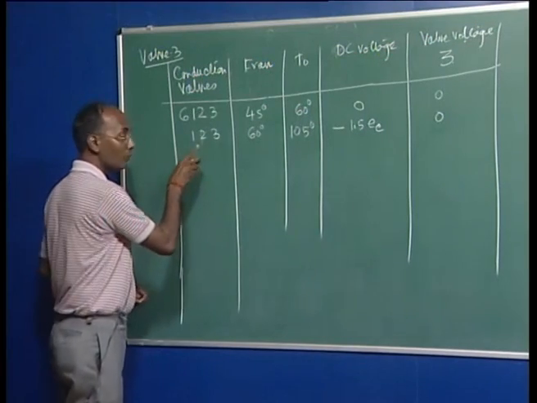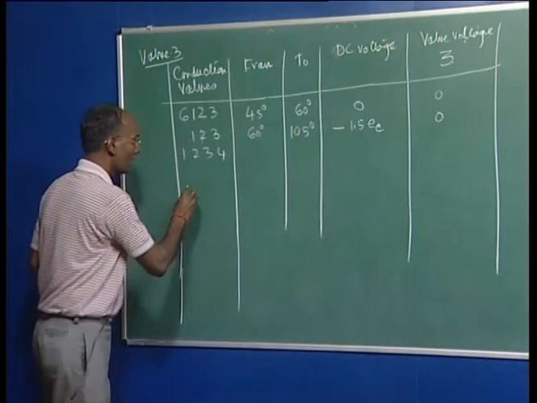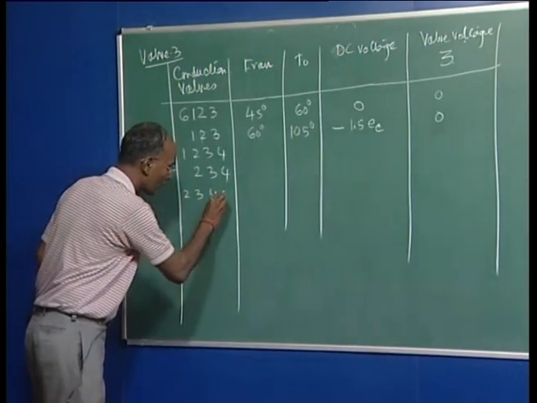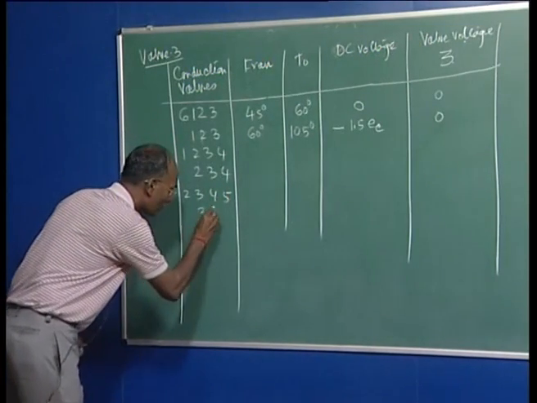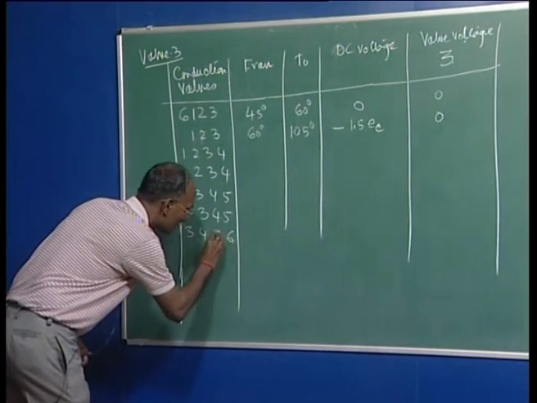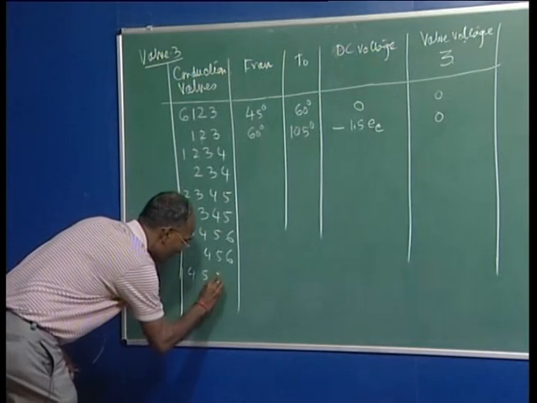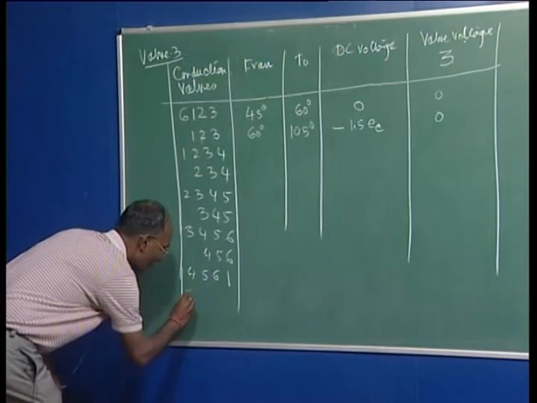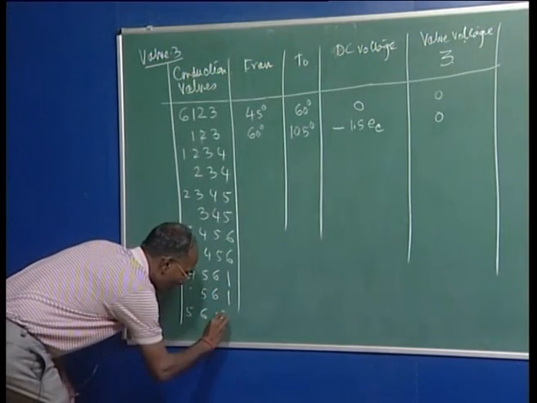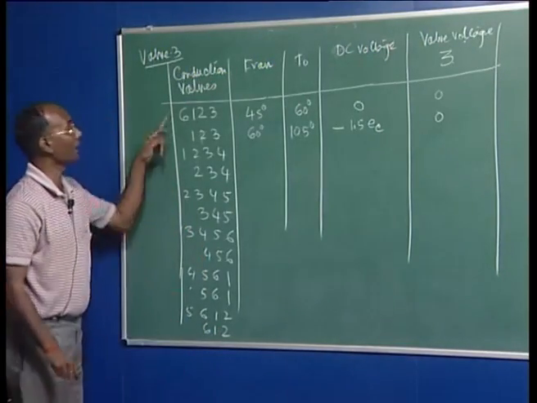So, here now valve 4 will get the pulse. So, 1, 2, 3, 4, then we can write 2, 3, 4, then 2, 3, 4, 5. Then we will have 3, 4, 5, then again 3, 4, 5, 6, then 4, 5, 6, then 4, 5, 6, 1, then 5, 6, 1, then 5, 6, 1, 2, and then 6, 1, 2, and from here again we are back to here.